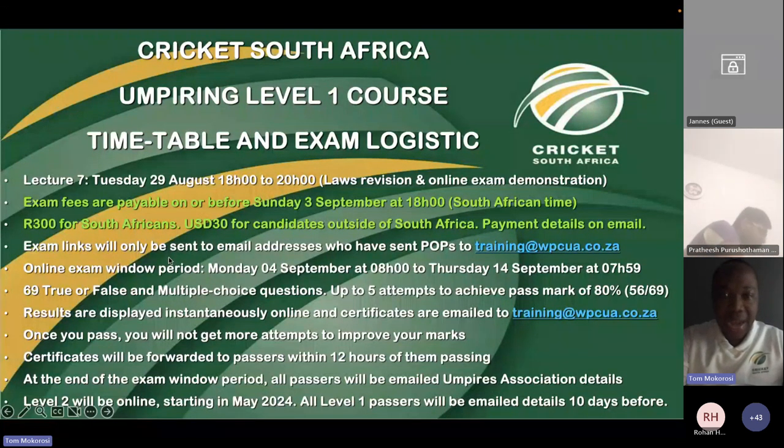And then what happens on Monday? Monday, the 4th of September at 8 a.m. South African time is the start of the window period for the exam. It's a 10-day window period. So you are able to attempt up to 5 times to achieve the pass mark of 80% any time from Monday, the 4th of September to Thursday, the 14th of September.